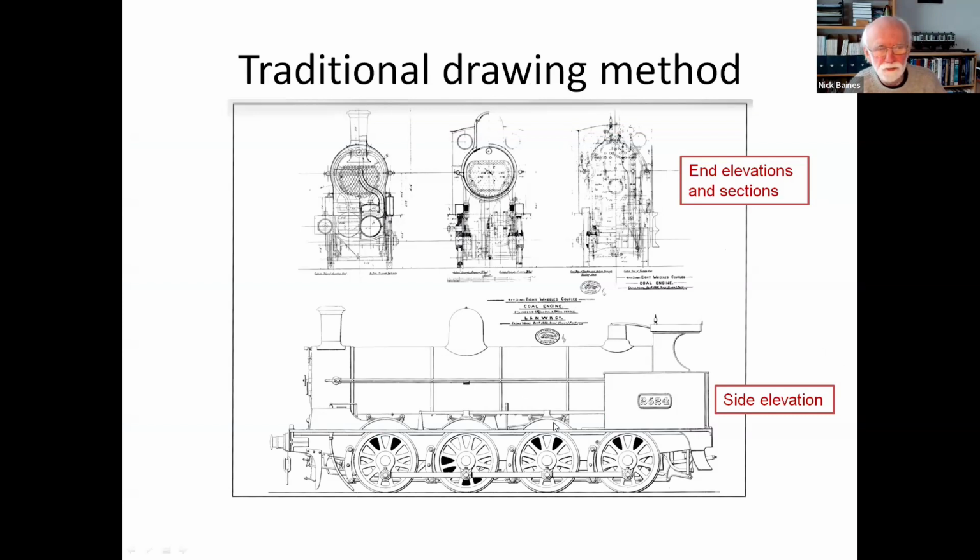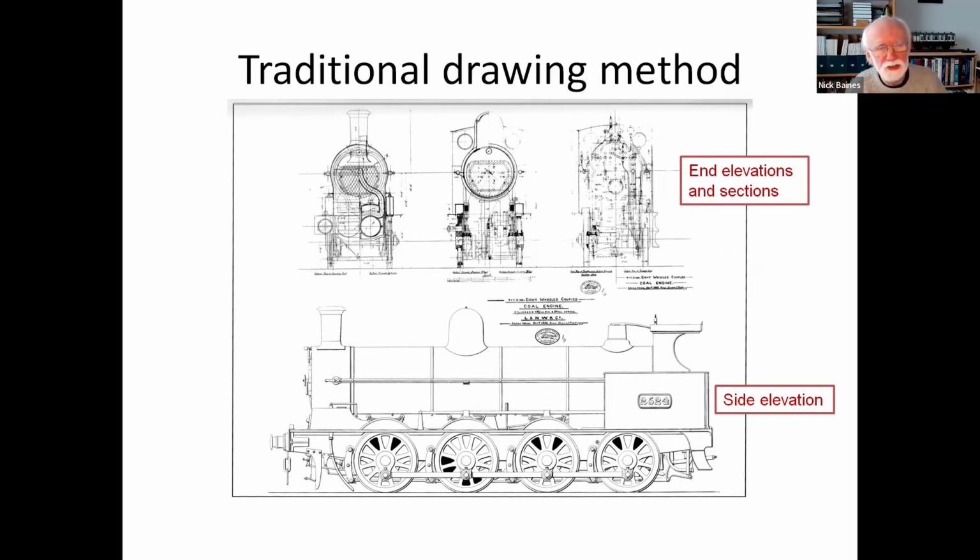There's a view down the bottom here from the side, called, not surprisingly, the side elevation, and several views from the end, which are end elevations and sections. Elevations look at the outside, sections are cut on imaginary sections in order to show the inside details as well. So when drawings were made in that way, the person doing the drawing would do each of those drawings separately, and then the workshop could make the three-dimensional shape of the locomotive from that.